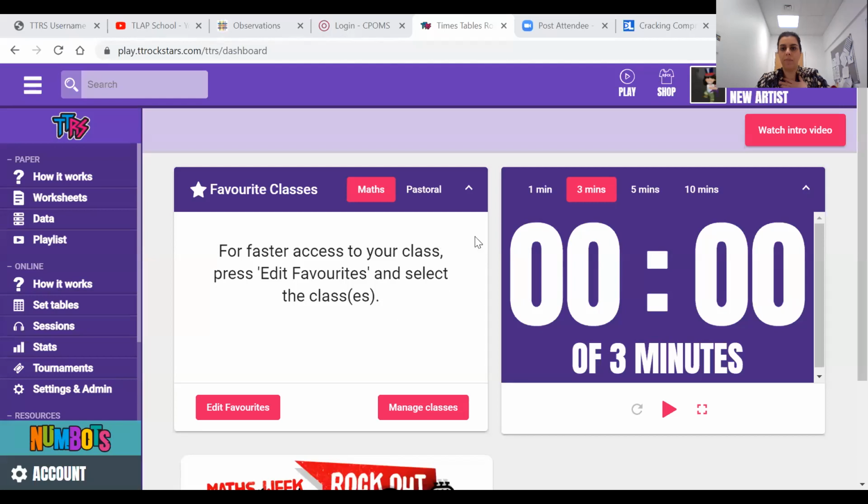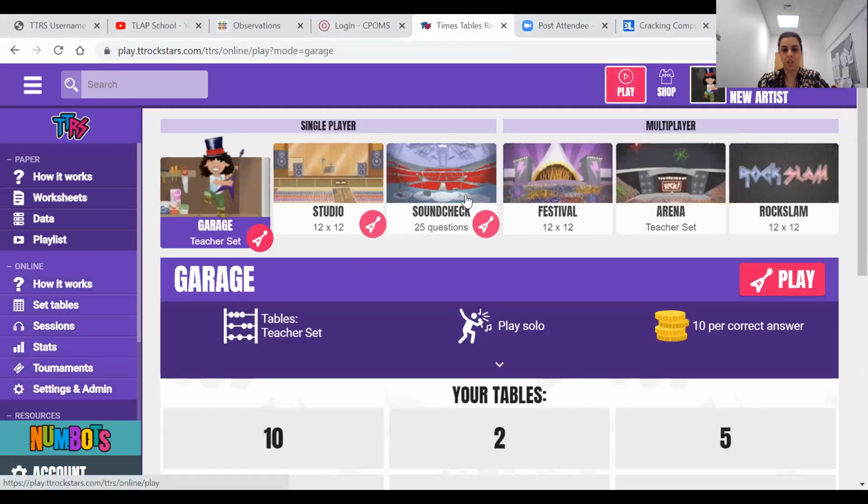So this is my login. And my login, I'm called Mindy Floyd on here. That's the name of my rockstar. Now, when you come on here, you can play Times Table Rock Stars by choosing where you want to play it, and you can play it against each other. You can play it with different people, and you can play it and you can earn coins.